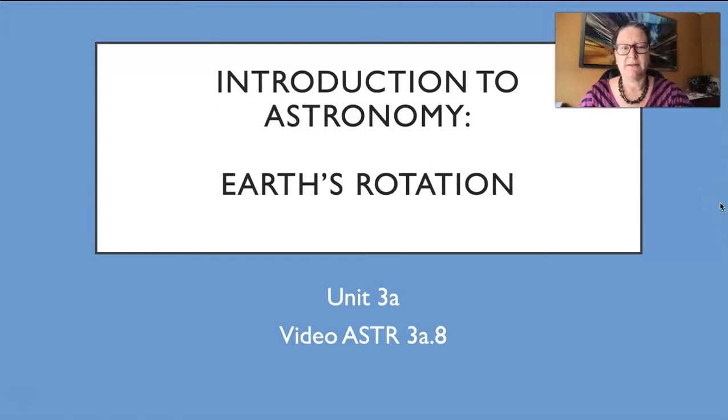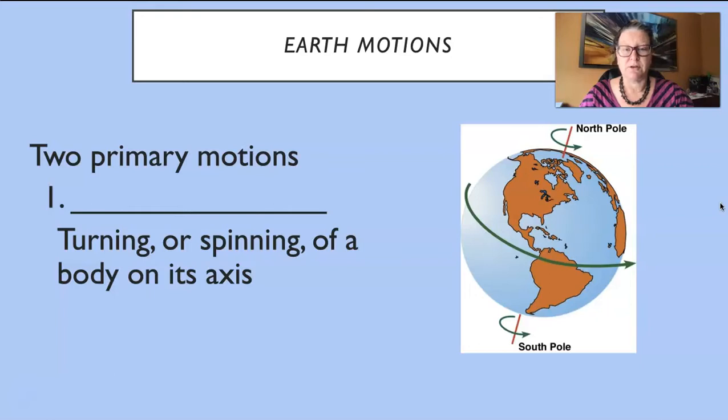We have one more scientist who we're going to talk about in terms of the history of astronomy. And this one figured out that the Earth rotates. Remember that the ancient Greeks thought the Earth didn't rotate and that it was the sun moving across the sky. So there are two Earth motions that I want to distinguish in terms of what we call them.